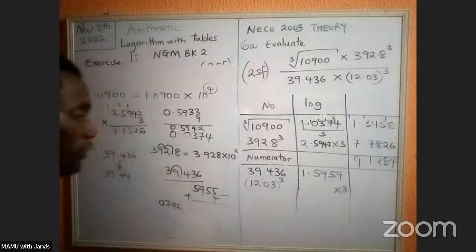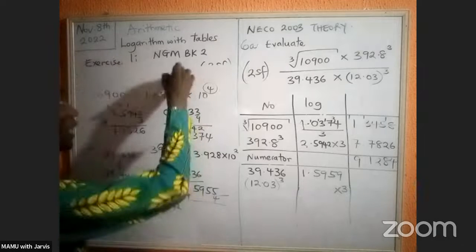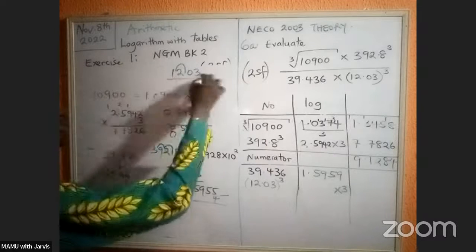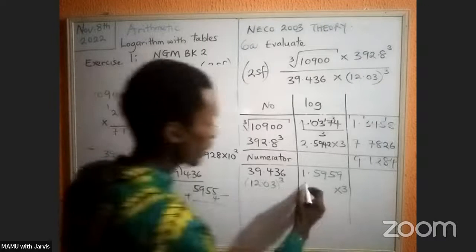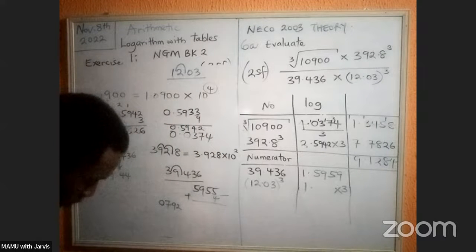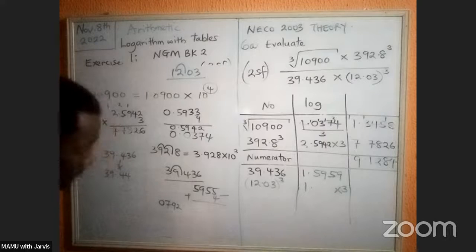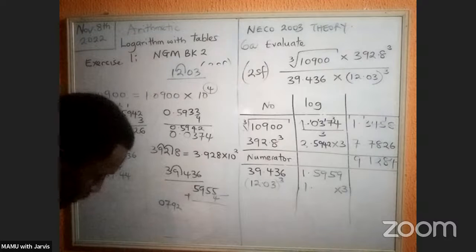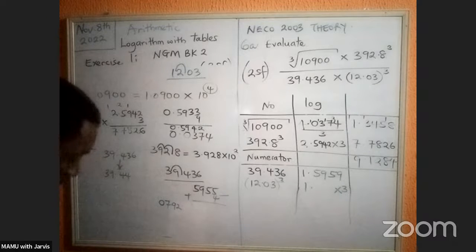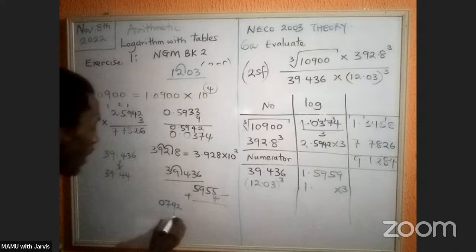0792. But before that, 12.03 will mean that I'm moving one decimal place to make it a unit decimal. So that will be 1 point. So 12 under 0 will give me what? 0792. Difference of what? 3. Difference 3 will be what? 10. Difference 3 will be what? 10. So add 10 to that.